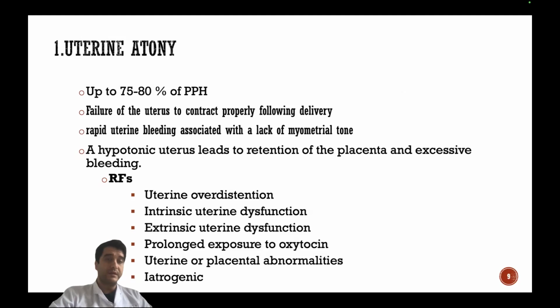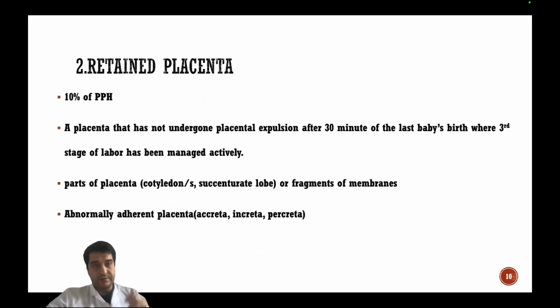Uterine atony is more than 80% of all postpartum hemorrhage. It is failure of the uterus to contract properly following delivery, with rapid uterine bleeding associated with lack of myometrial tone. A hypotonic uterus leads to retention of the placenta and excessive bleeding. Risk factors: uterine overdistension, intrinsic uterine dysfunction, extrinsic uterine dysfunction, prolonged exposure to oxytocin, uterine or placental abnormalities, and iatrogenic factors.